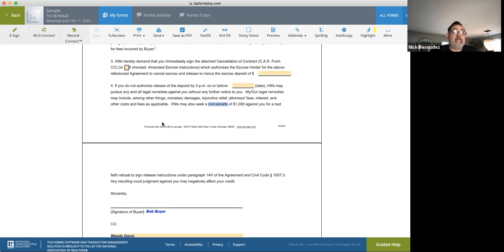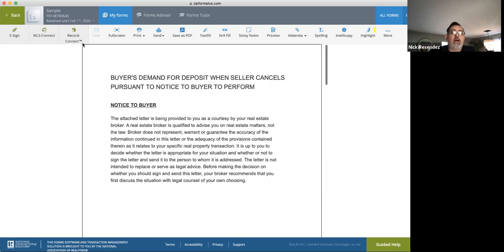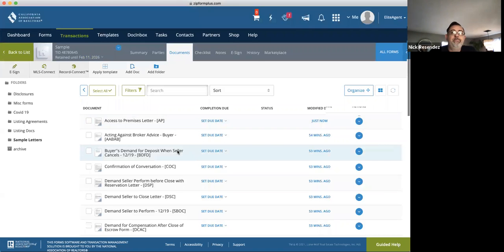Usually when I tell a client that's refusing to release a deposit that they may be liable for an extra $1,000, not just having to give the deposit back, that usually gets them to take action pretty quick. So again, this is where a buyer can demand the seller to release their deposit if the seller gave a notice to perform and subsequently canceled the transaction. All right.